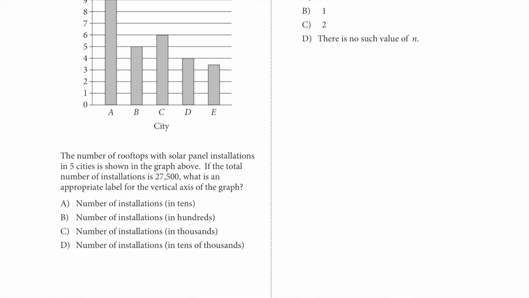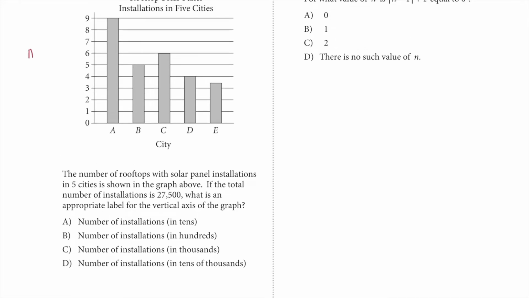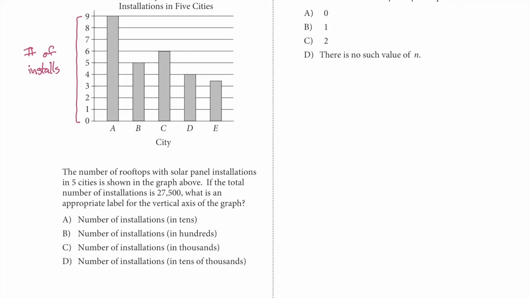The number of rooftops with solar panel installations in 5 cities is shown in the graph above. If the total number of installations is 27,500, what is an appropriate label for the vertical axis of the graph? So we know the vertical axis is number of installations. And let's keep in mind that it only goes up to 9. So if we're going by 9, then in tens, the highest it would go is 90. In hundreds, the highest it would go would be 900, then 9,000, and tens of thousands, which would be 90,000.